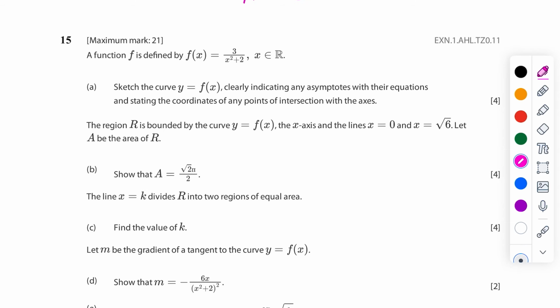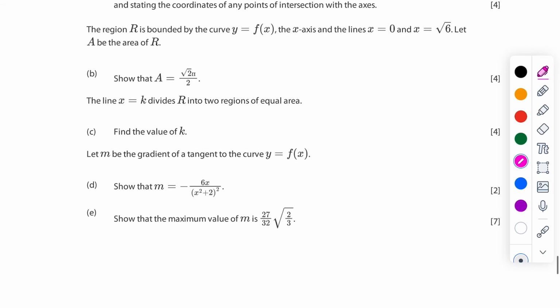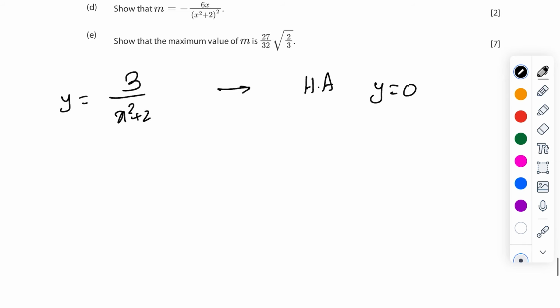Now coming to the next one, paper 1 question. So it should be an easy question. Question number 15. A function f is defined by f of x equals to this much. Sketch the graph y equals f of x, indicating the asymptotes, writing their equations, stating the coordinates of any points of intersection with the x-axis. So we have 3 upon x square plus 2. So this is a bottom heavy equation. Bottom heavy means my horizontal asymptote will be the x-axis. Now there is no vertical asymptote.